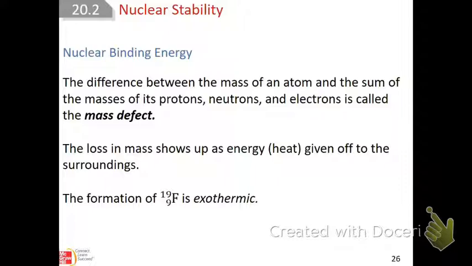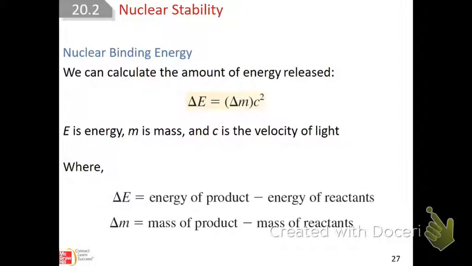So when it's formed, it's actually exothermic, or giving off heat. That's binding energy. And we can actually calculate that using Einstein's. You've seen the signs all over the place all the time: E equals mc squared. Well, what do they really mean?